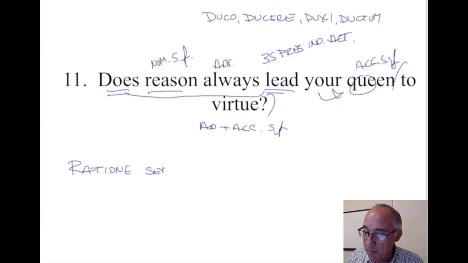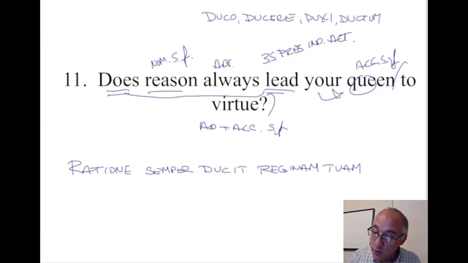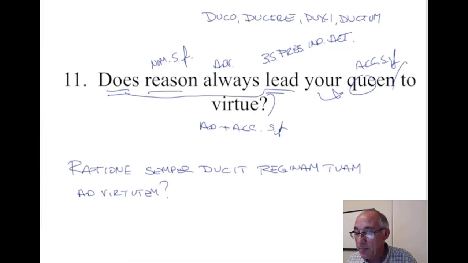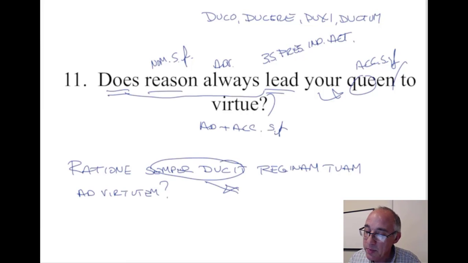Ratione semper ducit, your queen, reginam, we're going to put the accusative singular feminine ending on it, tuam, okay, reginam tuam, to virtue, ad virtutem. And I'm going to be tempted to put this semper ducit at the end. Ratione reginam tuam ad virtutem semper ducit. Yeah, that's a nice sounding Latin sentence. Put that semper ducit at the end.